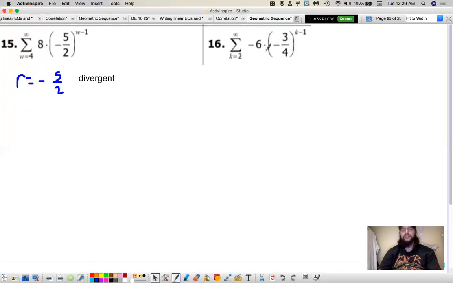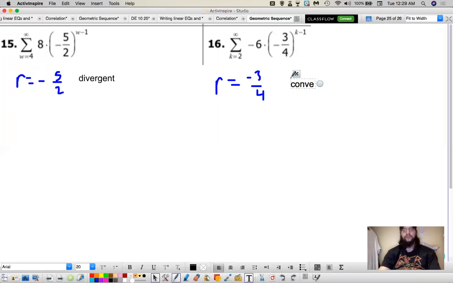All right, over here, we're going to start by plugging in 2. Well, R. Let's check and make sure first. R is -3/4. The magnitude of that is 3/4. 3/4 is less than 1, so we're good. It's convergent.